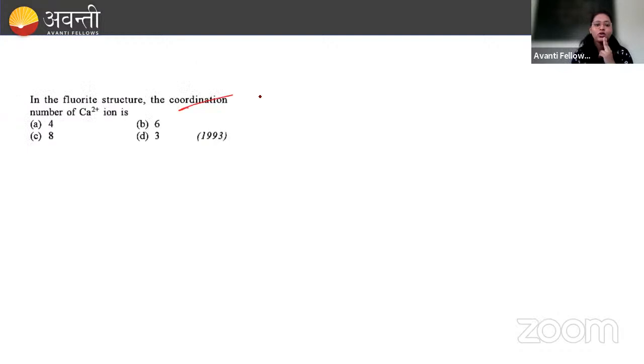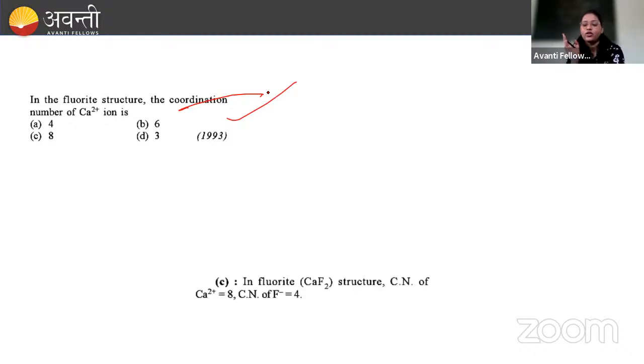In fluorite structure, the coordination number of Ca2 plus ion is. So this is very simple. We have talked about the fluorite structure. In fluorite structure, what is the case? In fluorite structure, the coordination number of Ca2 plus and F minus is what? Ca2 plus is 8 and F minus is 4, right? What is the coordination number of Ca2 plus? It is 8 and F minus is 4. So here our answer will be C, and Ca2 plus the coordination number will be 8, right?